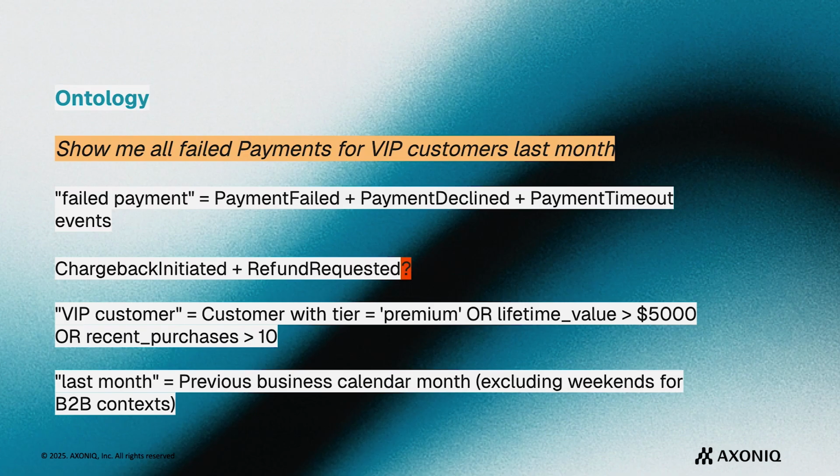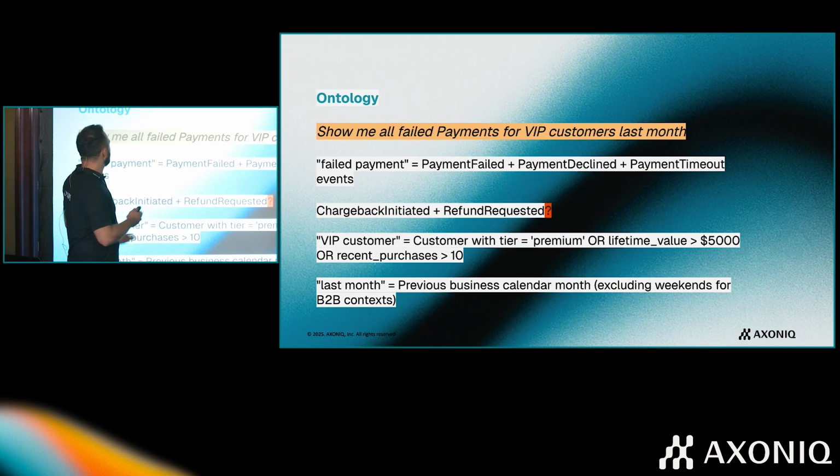Here's an example. If I wrote in some other context, show me all the failed payments for the VIP customers last month, AI does not know which events it can pull. There are many events. It can be payment failed, obviously, payment declined or payment timeout. But what about the chargeback? What about refund requested? That's also payment paid. Somebody can request a refund after 1 minute. So should it do that or not? That's something that you need to decide and to provide this knowledge to the agent.